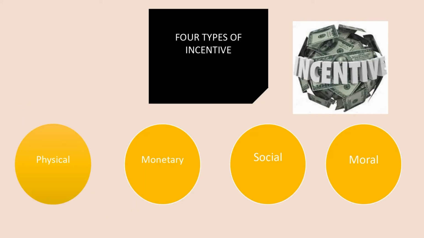Four types of incentive. First is physical, second is monetary, third is social, and last is moral. For example, a mother who works at the office puts her child in child care, and when she becomes late, she pays an incentive to the guard of the child care.